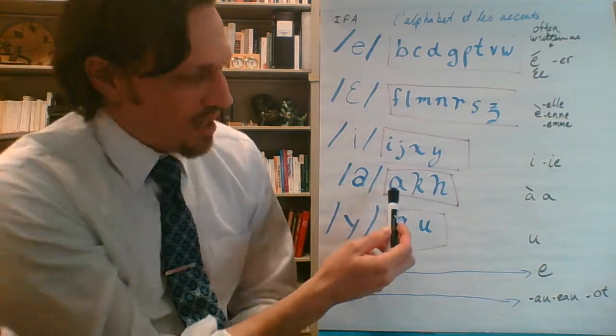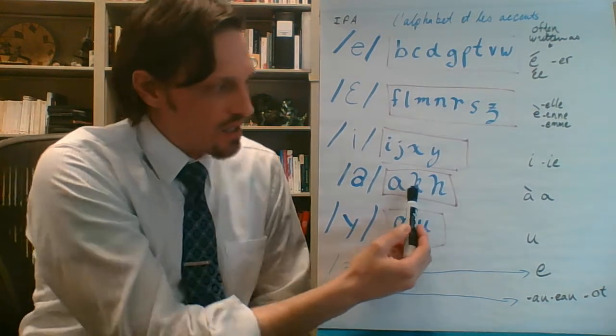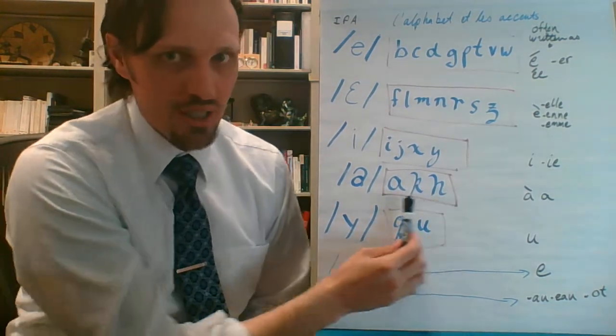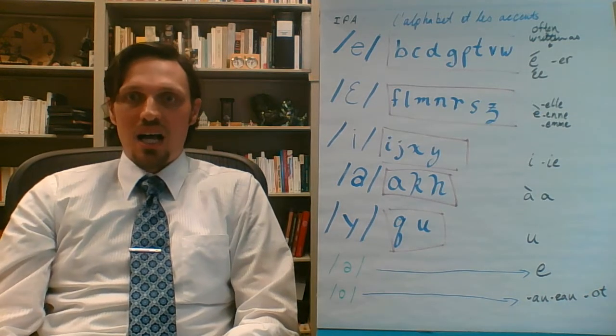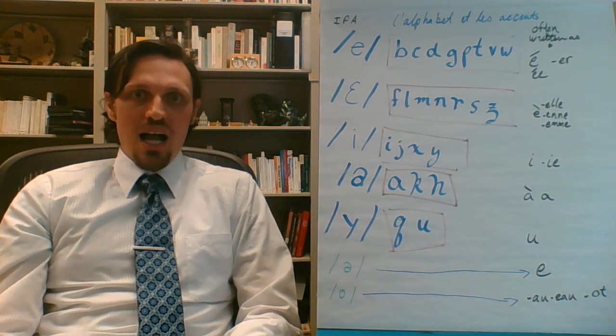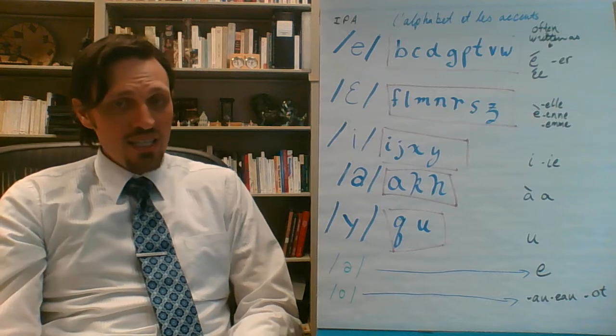So here we have A, Ka, Ash. A, Ka, Ash. A. See how my mouth's open? A. A, Ka, Ash. All right.